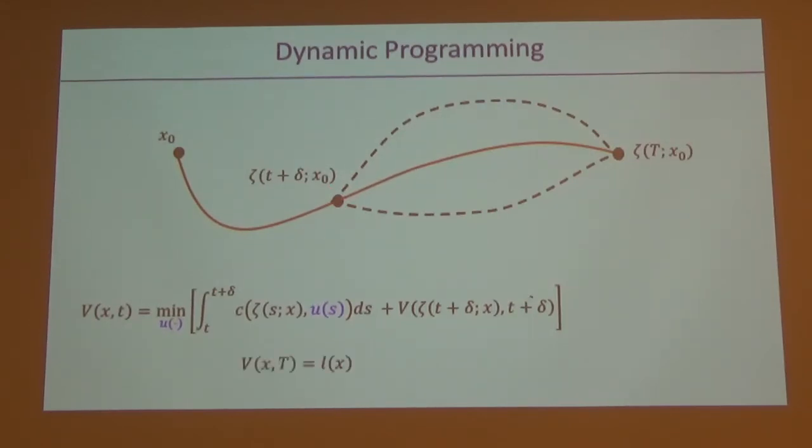And to compute this recursively, we need to know the value function at the terminal time, which we know already because this will be simply the terminal cost of our optimal control problem. And this equation right here is called the Hamilton-Jacobi equation. It's the equivalent of the Bellman equation for continuous time systems.